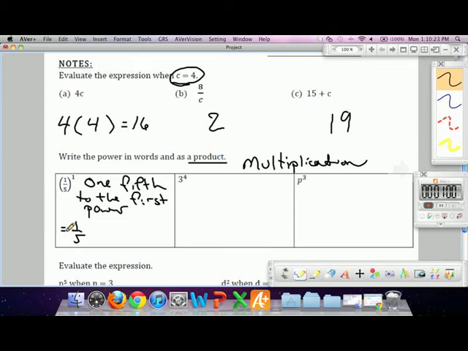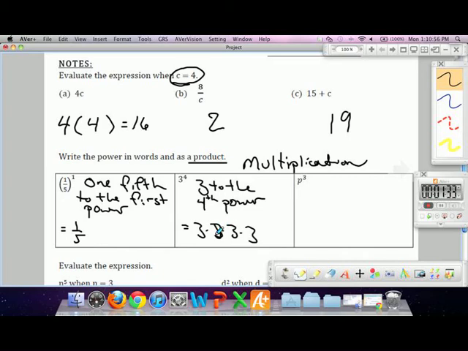I would say this is 3 to the 4th power. And as a product, I would write this as 3 times 3 times 3 times 3. 3 multiplied by itself 4 times.